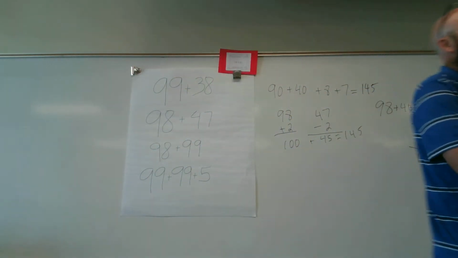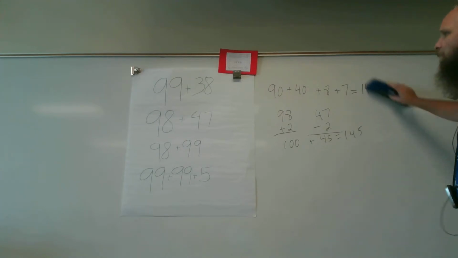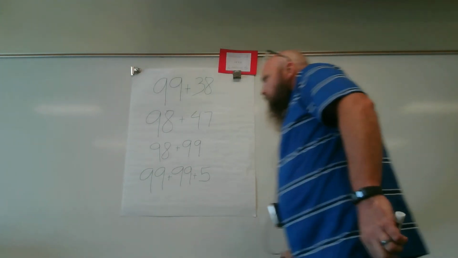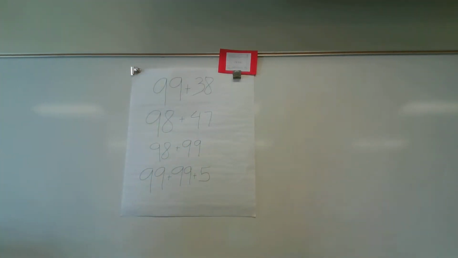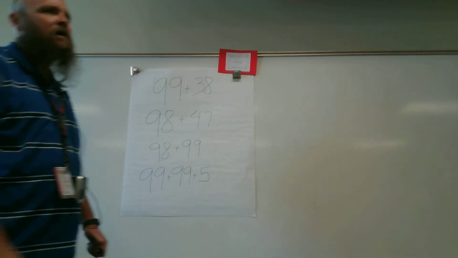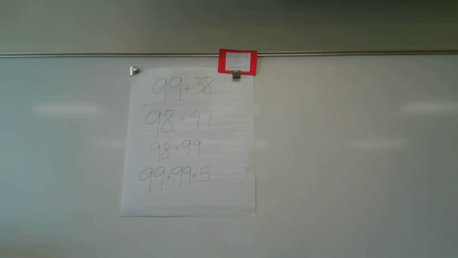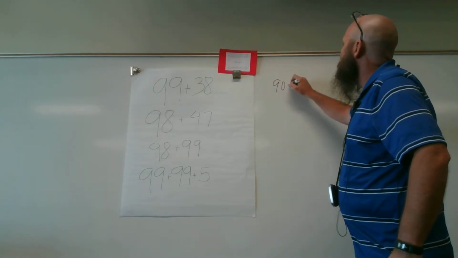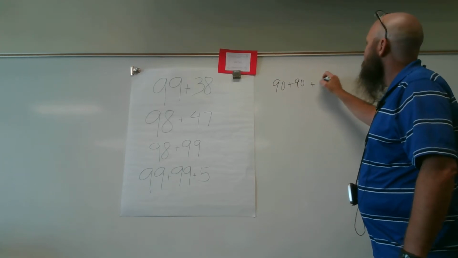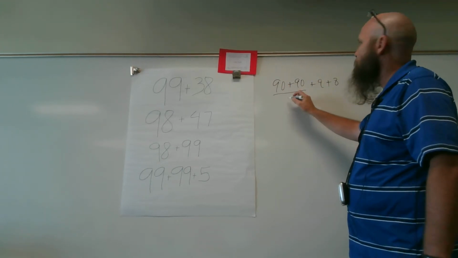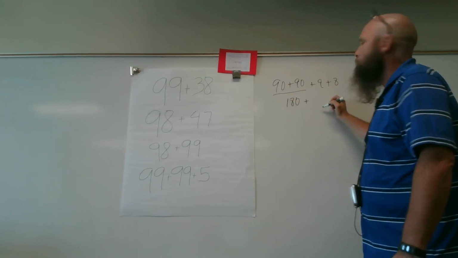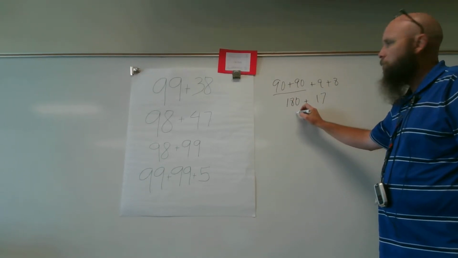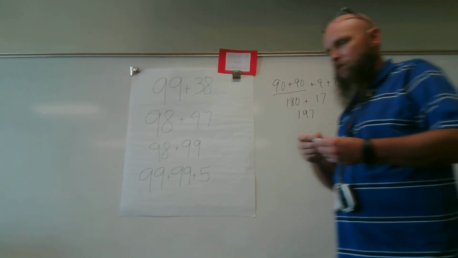All right, let's look at the next one. 98 plus 99. Hannah, how do you solve this? I did 90 plus 90. Okay. And 90 plus 90 was? 190. Plus 7 gives you 197. Good. It's a good way to do it.